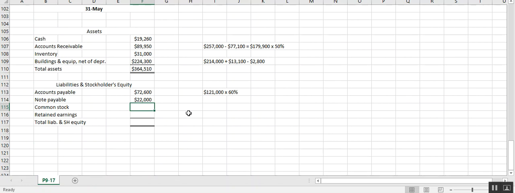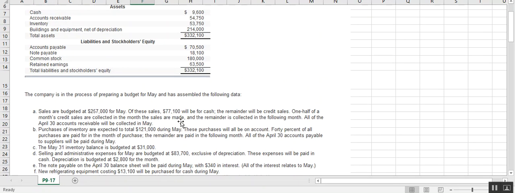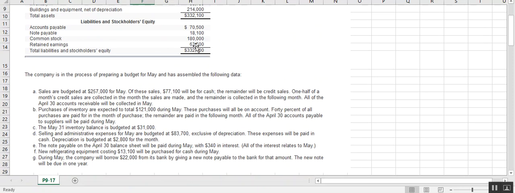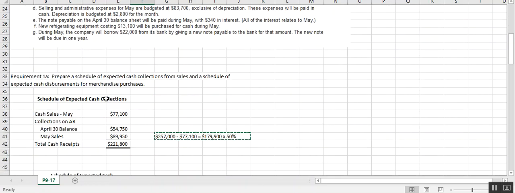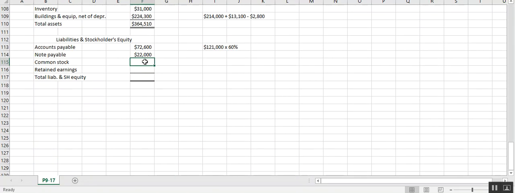Our common stock, I don't think there was anything that said we did anything with common stock. We had $180,000 here on our balance sheet, and just scanning through these, nothing has anything to do with common stock, so that's just going to come straight down, straight way down here.